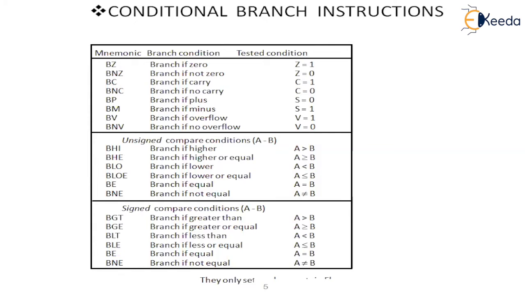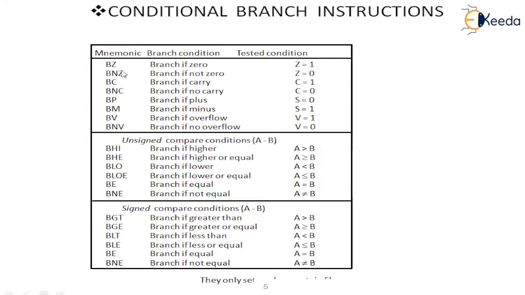What is this? Try to understand. BZ, branch if 0. If some value of a variable is 0, then we are going to branch. If the value of that variable is not 0, then we are not going to branch. Here, what is going to be checked when we execute the BZ instruction?